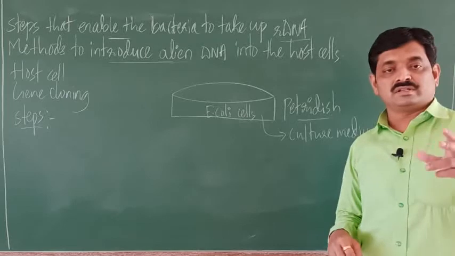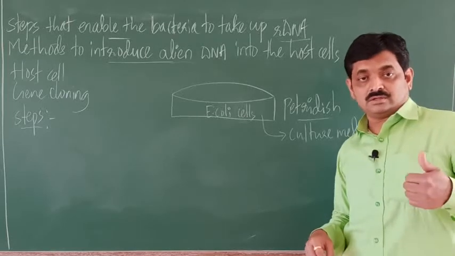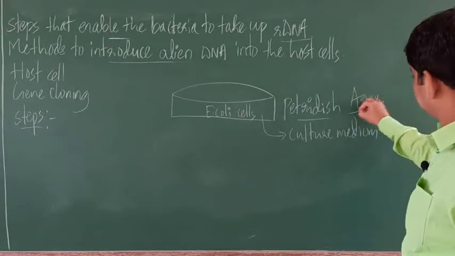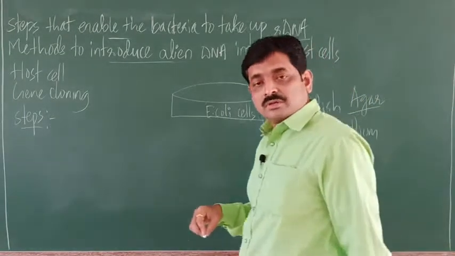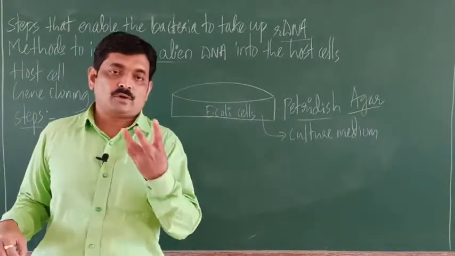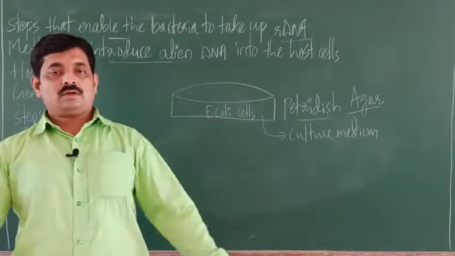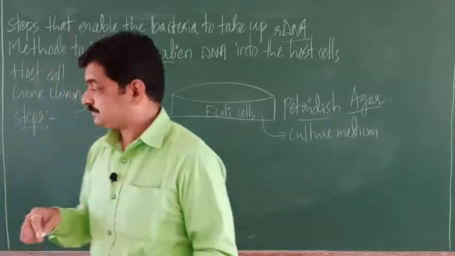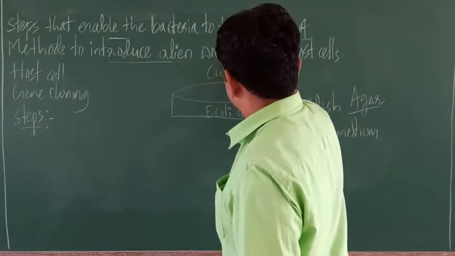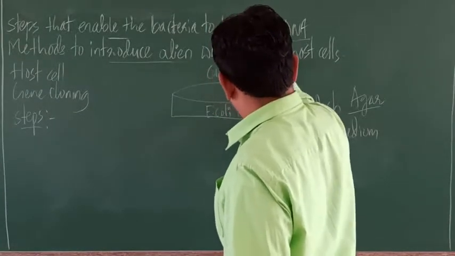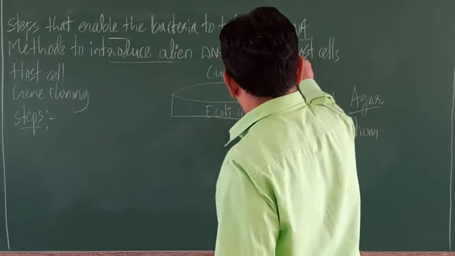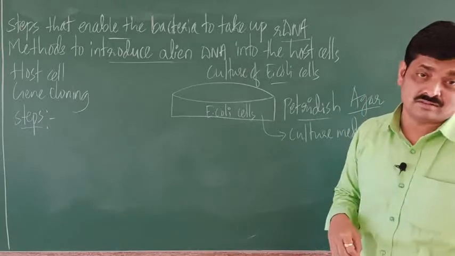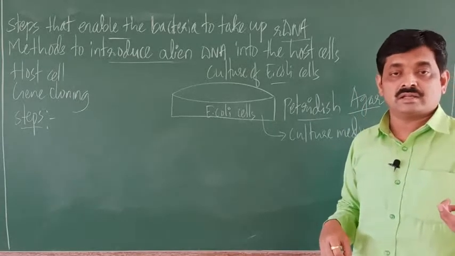In the previous video we discussed culture medium. One example of culture medium is a polysaccharide that is called agar. In a petri dish, this polysaccharide is taken, and E. coli cells are introduced in this petri dish. Now what does this become? It becomes a culture of E. coli cells, the culture containing E. coli cells.